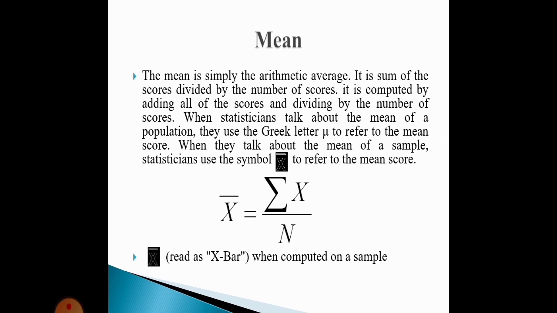When statisticians talk about the mean of the population, they use the Greek letter mu to refer to the mean score. When they talk about the mean of a sample, they use the symbol X bar to refer to the mean score. X bar is equal to sigma x divided by n. X bar is computed on a sample.